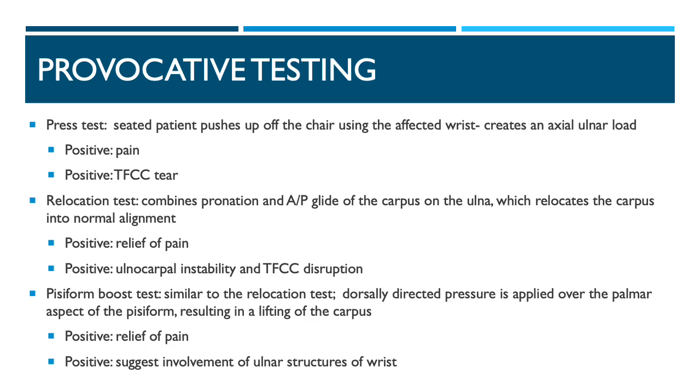The pisiform boost test is similar to the relocation test in that you're putting everything back in alignment, where it should be. So a positive test is relief of pain. To perform this test, you dorsally direct pressure over the palmar aspect of the pisiform. So you push the pisiform back into place. That lifts the carpus. This test is pretty vague. It just suggests ulnar involvement at the wrist.